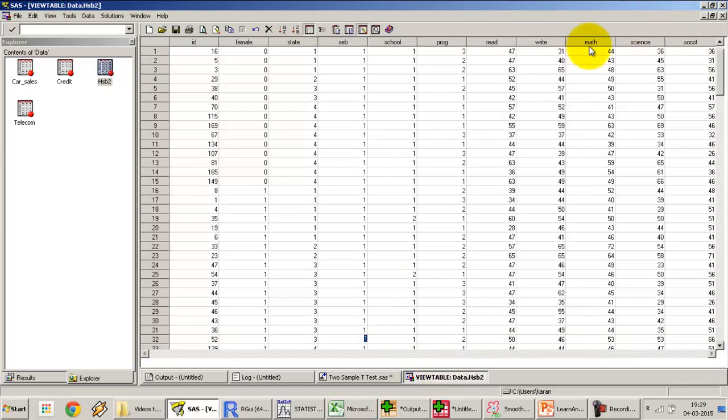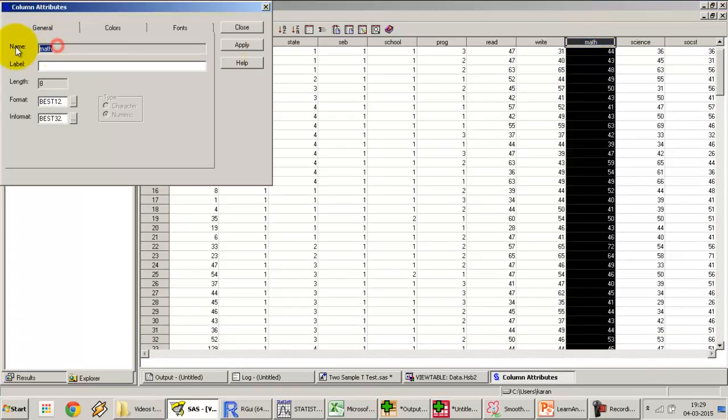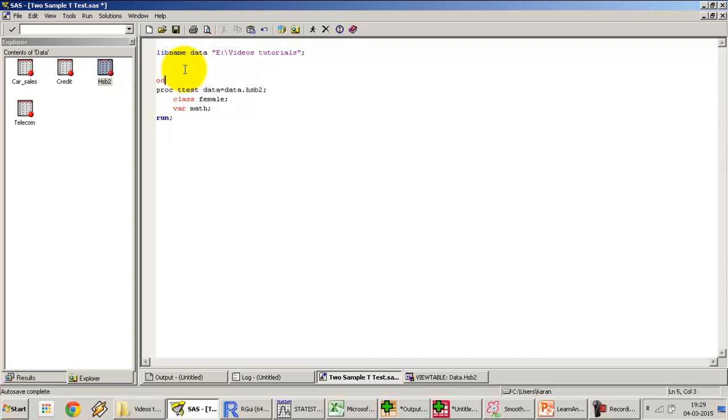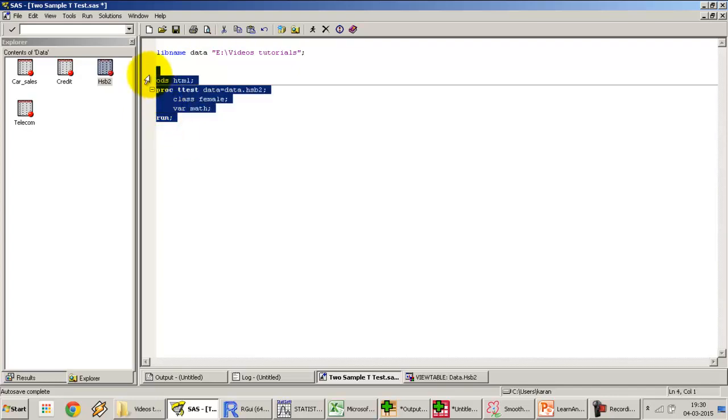The variable that we want to test out is math. So I'll copy math over here, and we get var math. I'm just going to put in ODS HTML to get an HTML output, and that's it. So proc ttest data equal to data set name, class, the sample variable, var, the variable that we want to test out. I select this, I press F3, and I get my result.